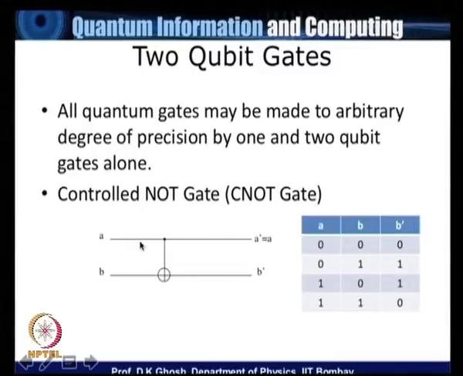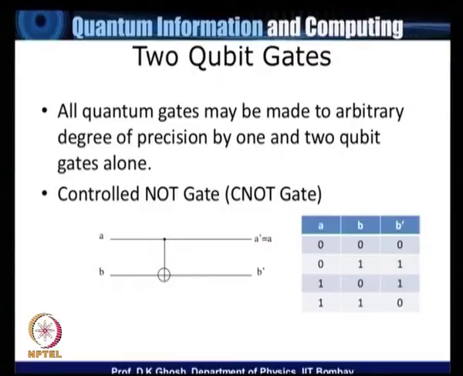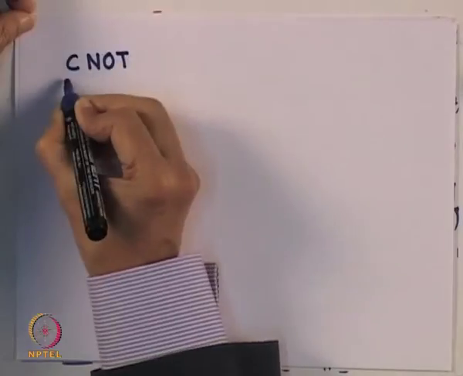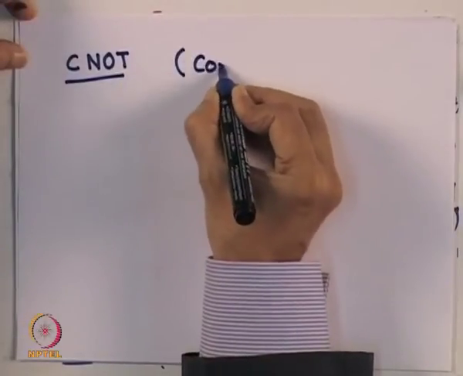Now, these are the various single qubit gates. I need a few 2 qubit gates as well. The first thing we realize is that all quantum gates may be made to arbitrary precision using only 1 and 2 qubit gates. We will see that we require certain other 3 qubit gates for a complete description, but if you just want single qubit gates, 1 and 2 qubit gates are good enough. First we talk about some 2 qubit gates. One of the fundamental 2 qubit gates in quantum computing is the C0 gate. Its full form is controlled NOT gate.